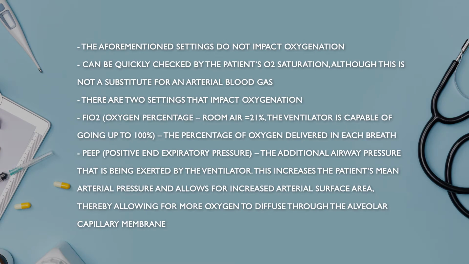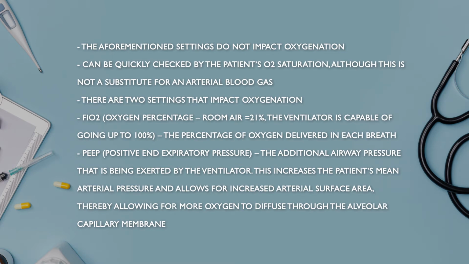We have two tools in our bag for the ventilator to manipulate oxygenation. We've got the FiO2, which is the percent of oxygen that we're actually giving. And we can go between 21 and 100. Usually when we first intubate a patient, first set a patient up, we're going to go with that 100%, or on the higher end of the FiO2 percentage.